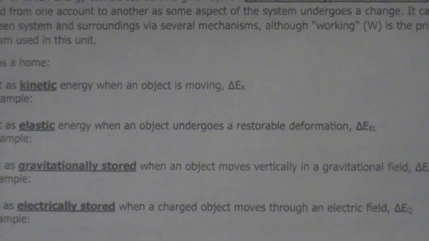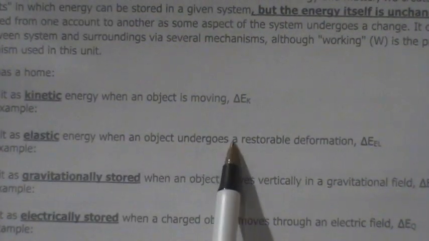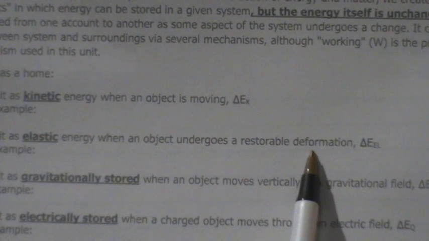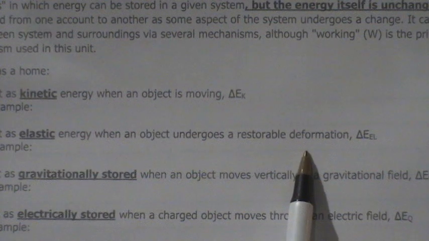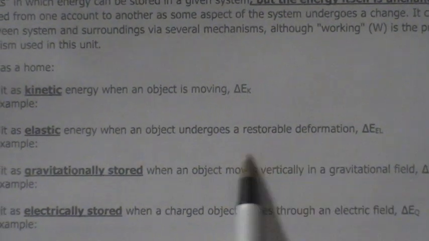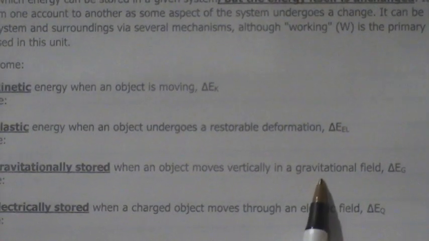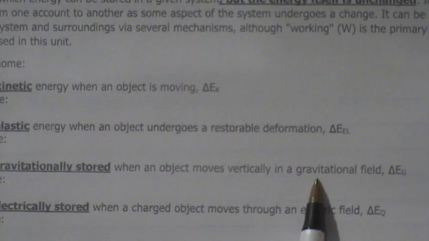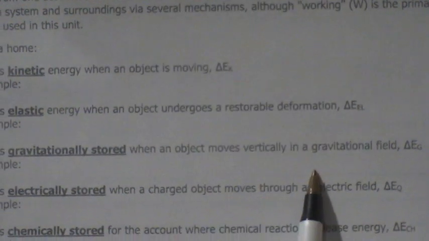We call it elastic, or elastically stored energy, when an object undergoes a restorable deformation. That means this thing is stretched or compressed or bent, like springs or rubber bands when they are stretched, or springs when they are compressed. Gravitationally stored is when an object moves vertically in a gravitational field. In other words, it moves up or down, because the gravitational field of the Earth pulls down. Everything tends to be pulled down. We'll get back to that one in just a moment.